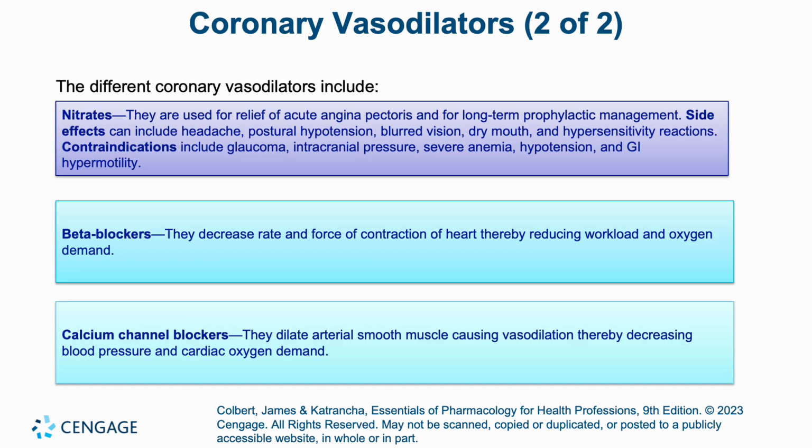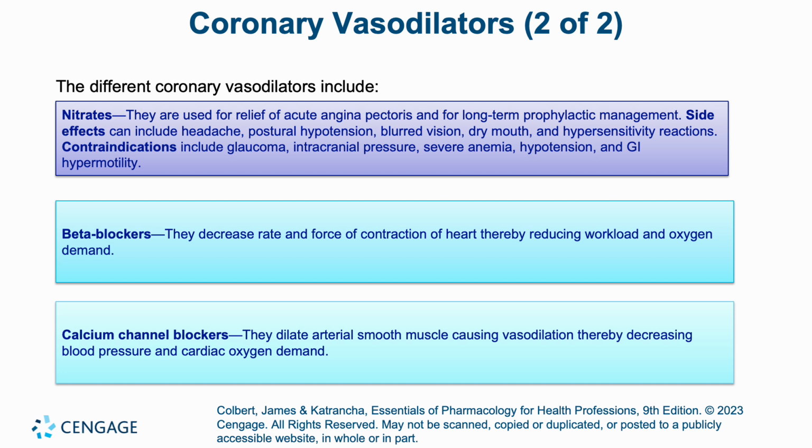So listed here in a little more detail, the 3 different coronary vasodilators include your nitrates, like nitroglycerin, used for relief of acute angina pectoris and for long-term prophylactic management. Side effects can include headache, postural hypotension, blurred vision, dry mouth, and hypersensitivity reactions. I try to explain it to my patients like you are not only opening up the blood vessels in the heart for more blood flow, but you're opening up blood vessels everywhere for more blood flow by causing this relaxation, which can lead to headaches, can lead to that dizziness, the drop in blood pressure throughout the body.